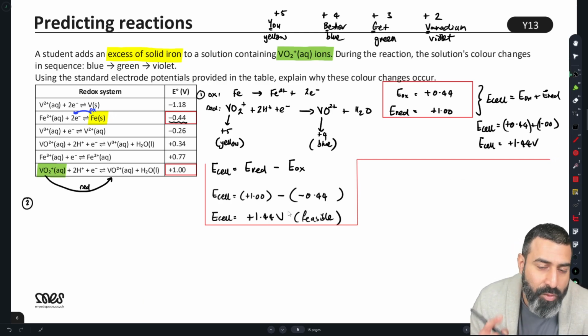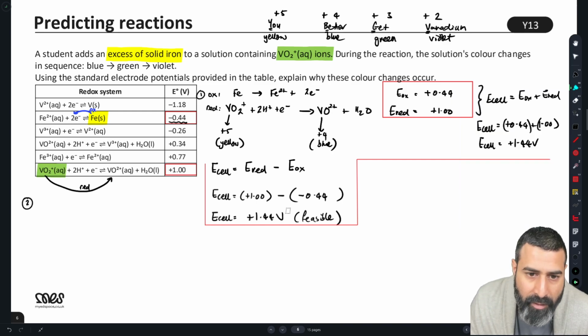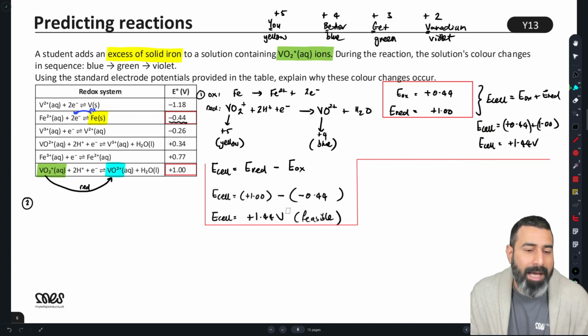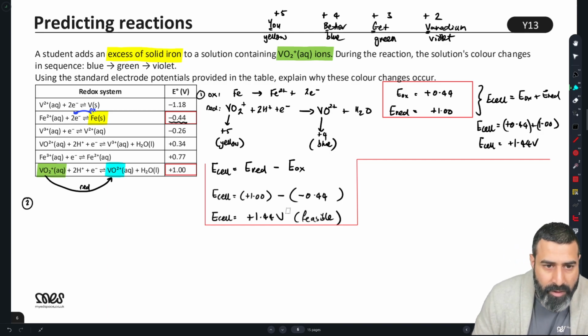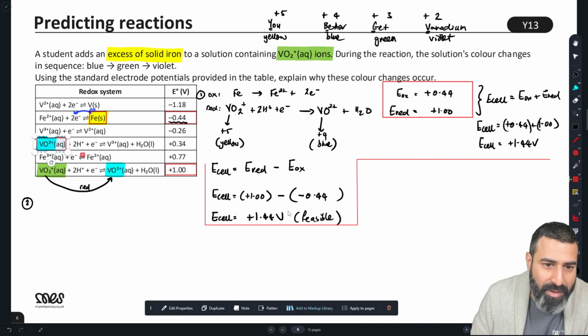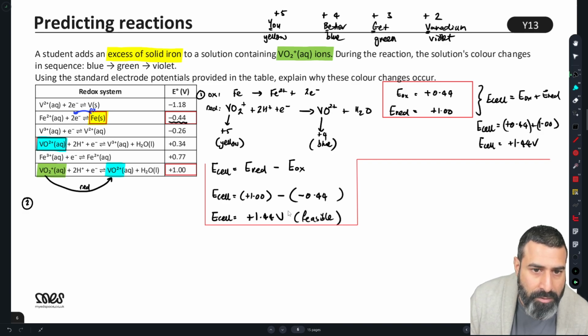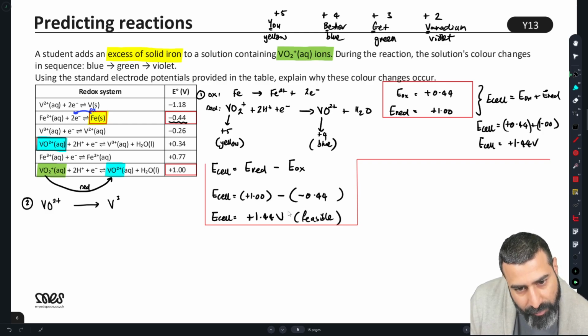So what do we have next? Now think about what we have in the vessel. Now we have VO2 plus, and let's look at our redox table. We have VO2 plus and we still have some solid iron, a lump of iron. What I'm thinking is, can the VO2 plus be reduced further by the iron? So let's have a look. Can we get VO2 plus to be reduced to V3 plus? Question mark.